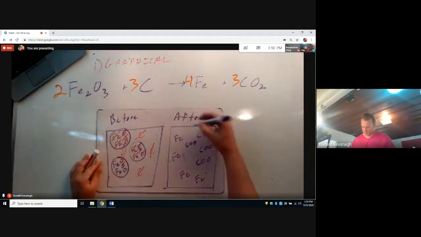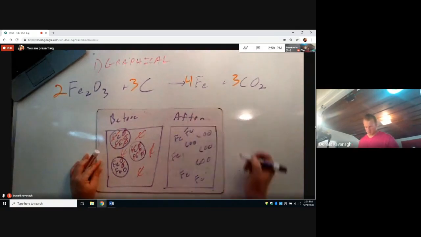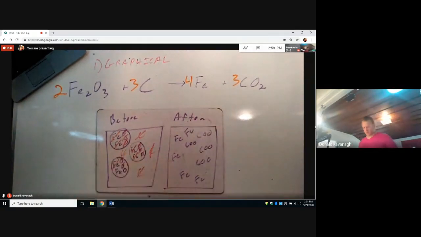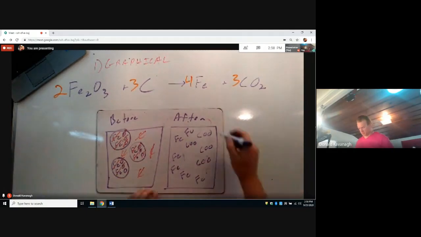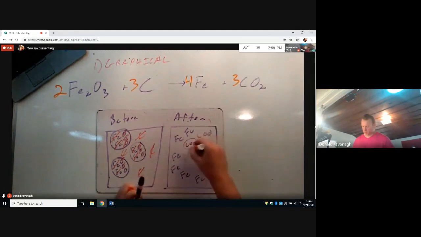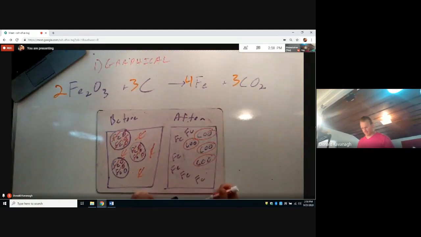I could potentially make another iron, but I can't make any more CO2s. I could make maybe one more iron. But I have an excess of oxygens left here. Okay? So the maximum number of CO2s that could be produced is 4. And the maximum number of irons that could be produced is 6.